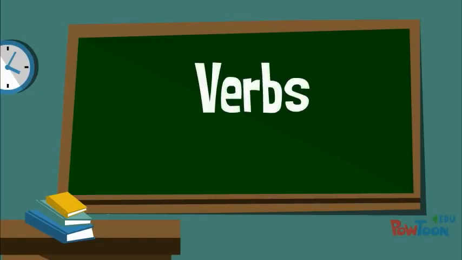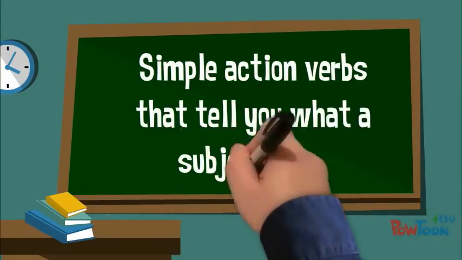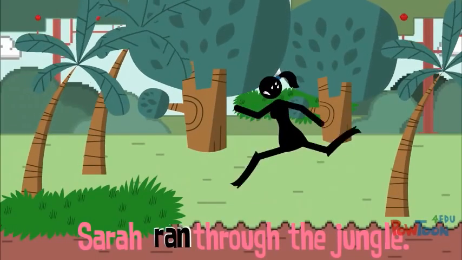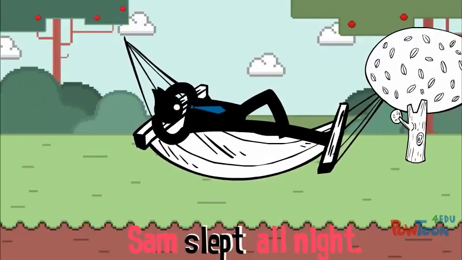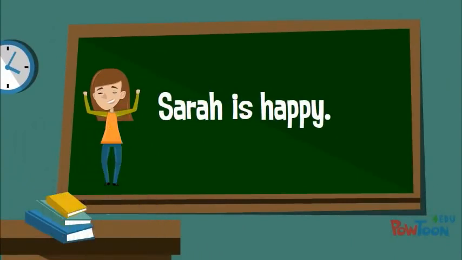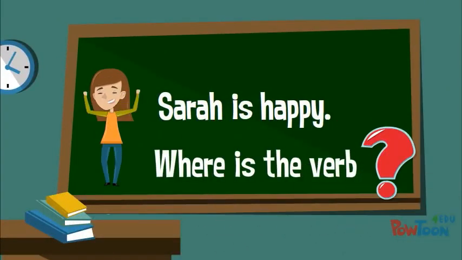Verbs. Those essential words every sentence needs to make sense. Some are easy to find, those simple action verbs that tell you what a subject does, like Sarah ran through the jungle or Sam slept all night. But what about this sentence? Sarah is happy. Where is the verb in that sentence? We know it must be there somewhere.